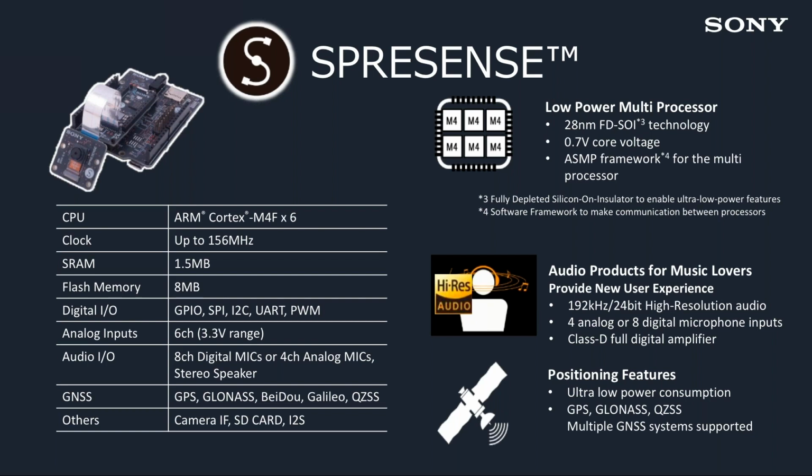And then this is the memory that you have access to. We have digital input, analog input, and for audio, we have an 8-channel digital mic, 4-channel analog mic, and so on. GNSS is covering GPS and GLONASS, as I mentioned, and then other features like the camera interface, to make it easy to build your application.